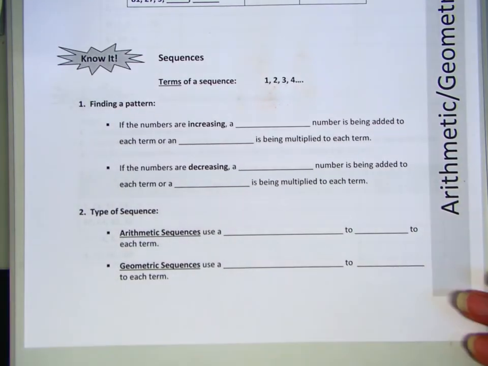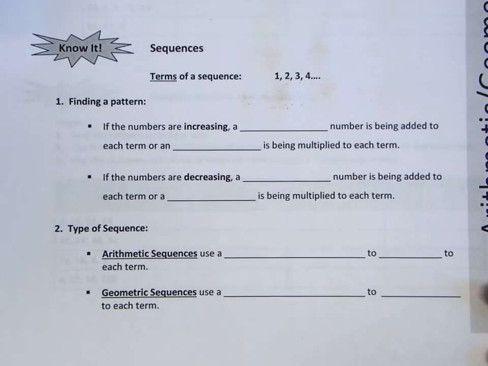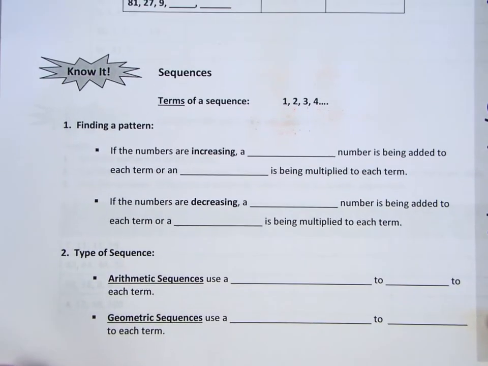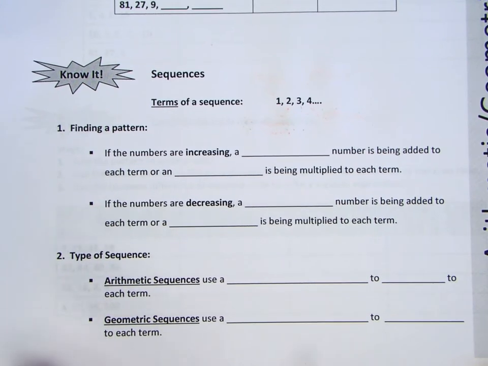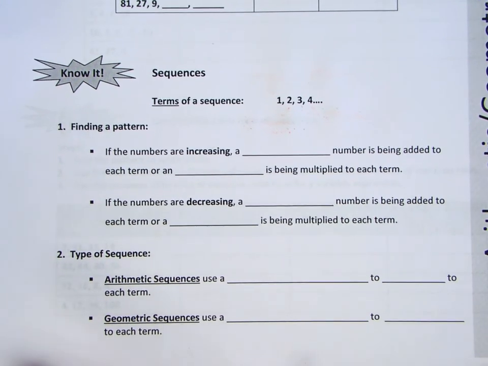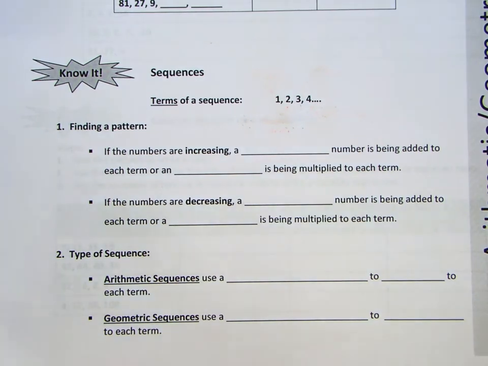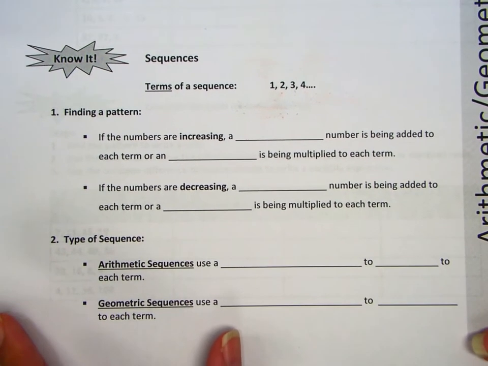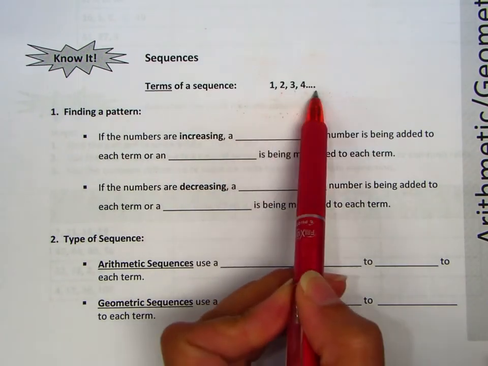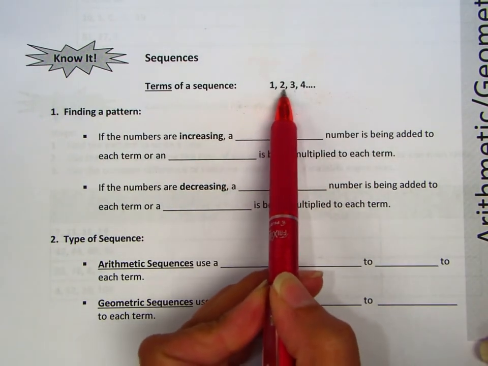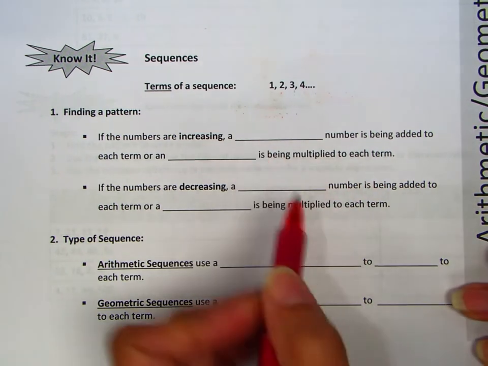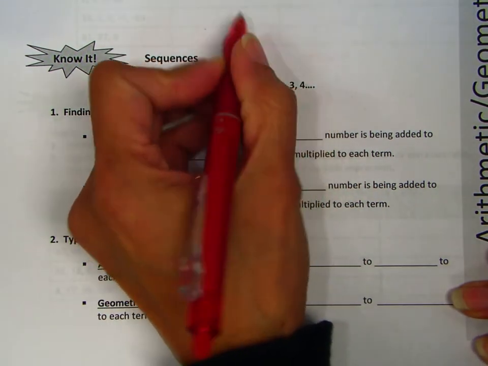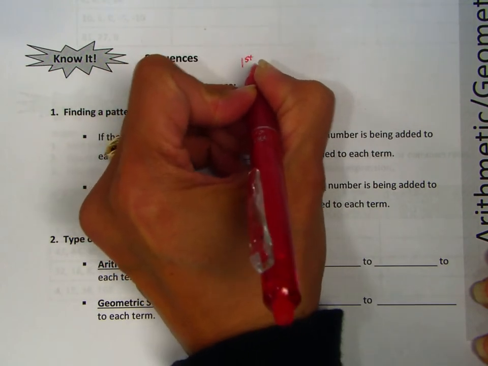So when it comes to sequences, first I want to know a little bit about the terminology, so we can understand these notes. So we have sequences, and we want to know what a term is. Term is also one of our vocabulary words for this week. And when we have a sequence like we do here, each number in this sequence represents a term in the sequence. The starting one is the first term.